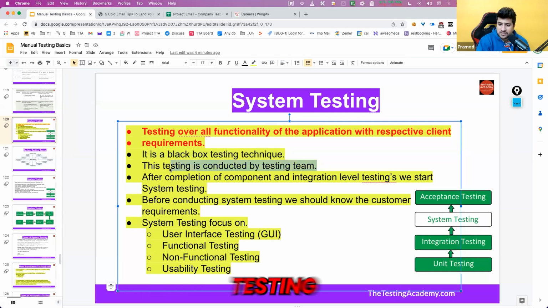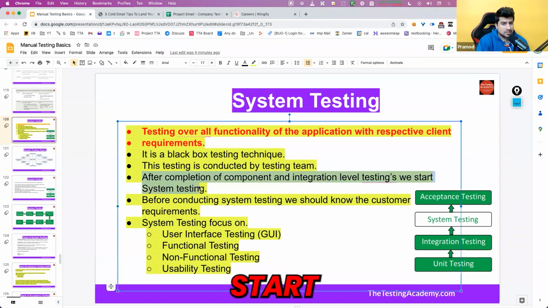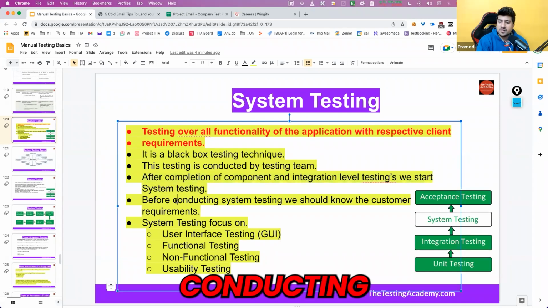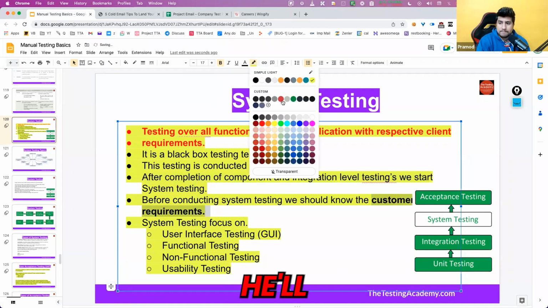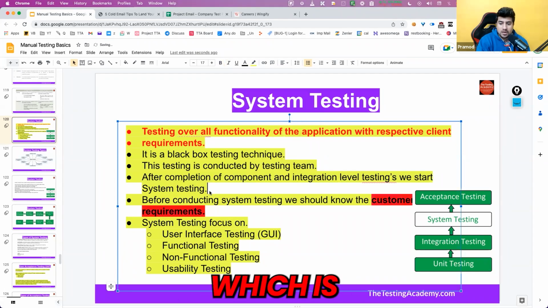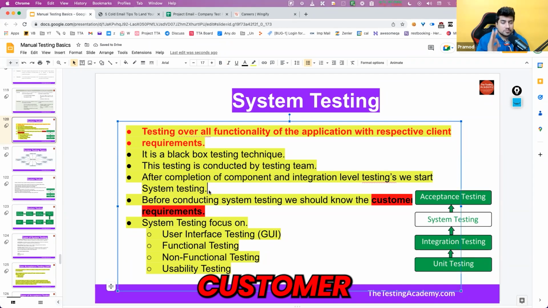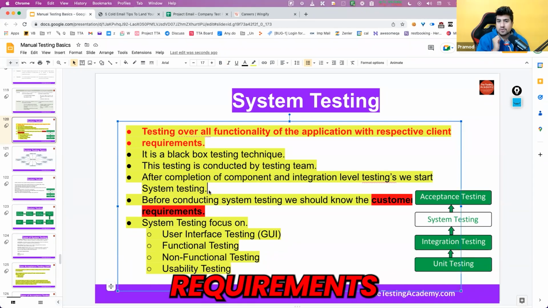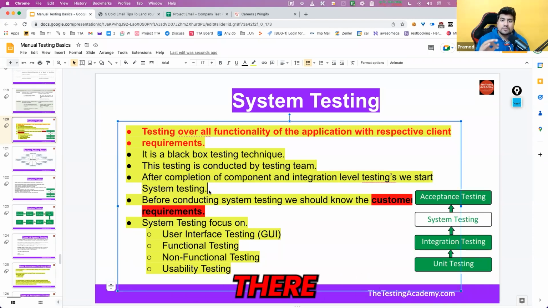This is conducted by the testing team after completion of the integration, right? Component level, integration level, then we'll start the system testing, right? Before conducting this, we should know the customer requirement. This is very important. That's what I'm telling you here. Pay attention to this keyword: if you are a QA, you should know the different customer requirements, or you are clear with the requirements.